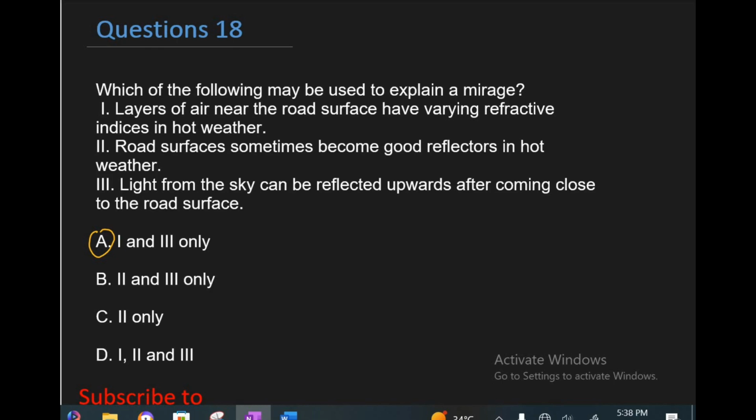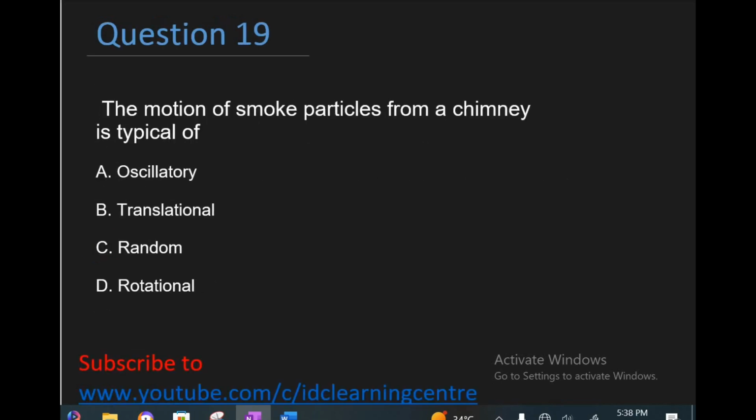Next question, 19. The motion of smoke particles from a chimney is typical of. Okay, smoke particles, diffuse particles. A. Oscillatory. B. Translational. C. Random. D. Rotational. So talking about smoke, it has no direction, no bearing. So the correct answer is random motion. Smoke is an example of a random motion, no direction.